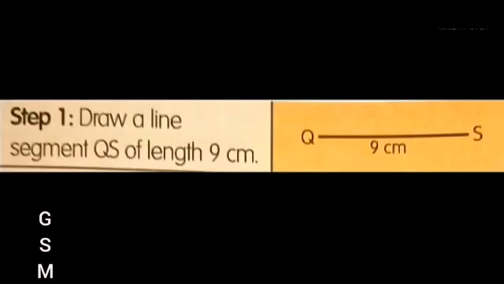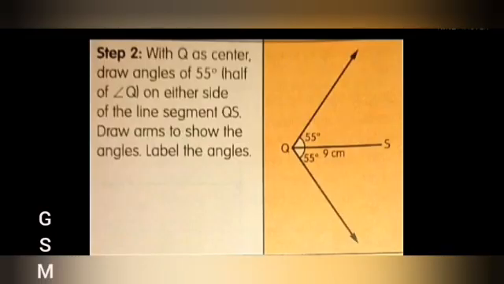Step 1. Draw a line segment QS of length 9 cm. Step 2. With Q as center, draw angles of 55 degree, half of angle Q, on either side of the line segment QS. Draw arms to show the angles, label the angles.